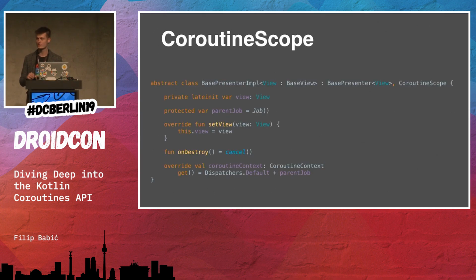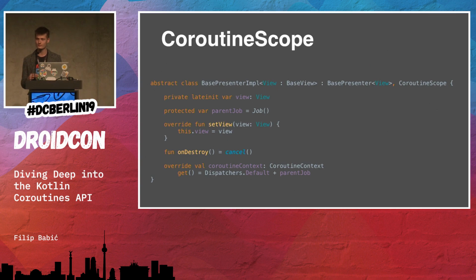But one of the things you should do with your scope is create your own. For example, I have a snippet of code here from one of my projects where we have the base presenter, which is also the coroutine scope. So this presenter defines how the coroutines within will be executed in a way that if the presenter on destroy function is called, the scope itself will be canceled and all its coroutines as well.